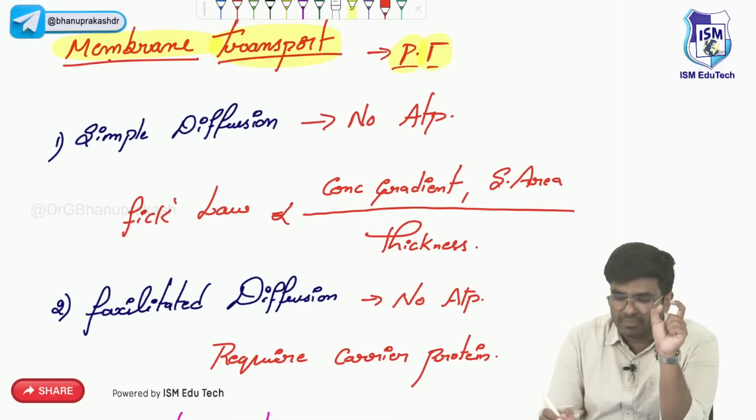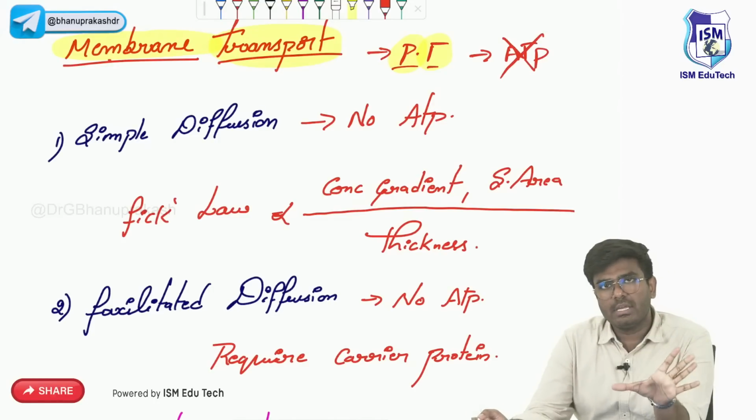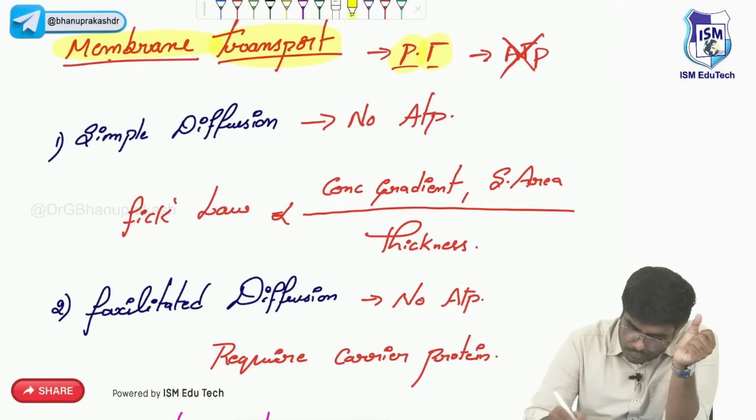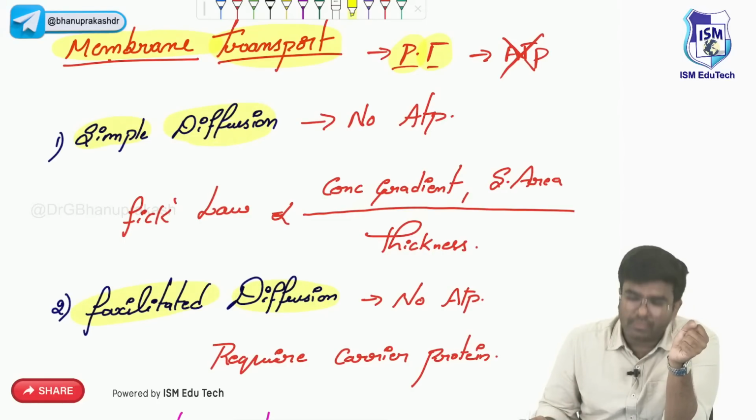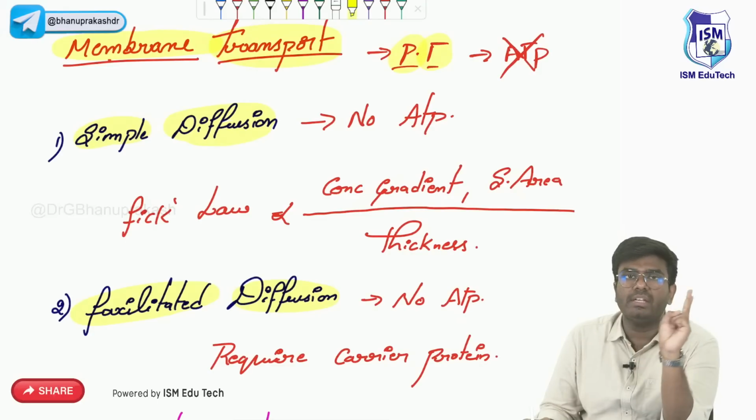In passive transport, first point, there is no need of ATP. ATP is not utilized. What are the examples of passive transport? Two examples of passive transport are simple diffusion and facilitated diffusion.